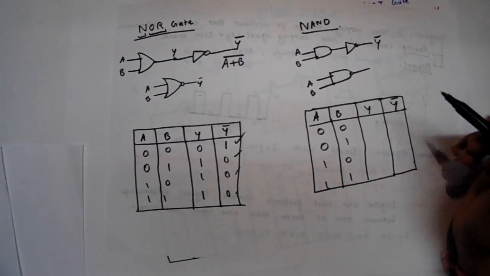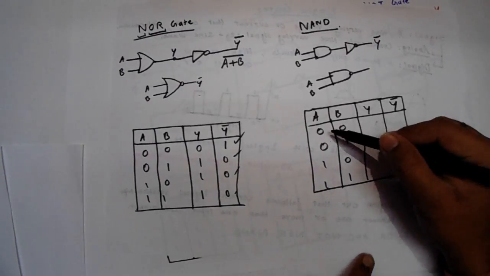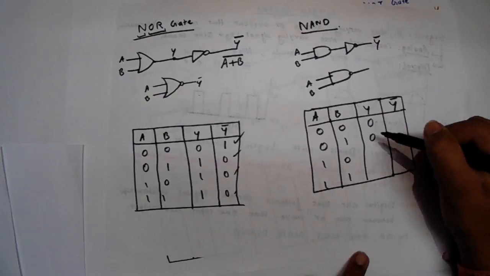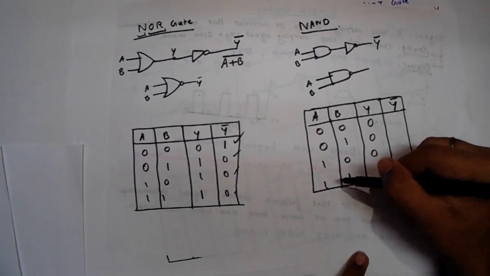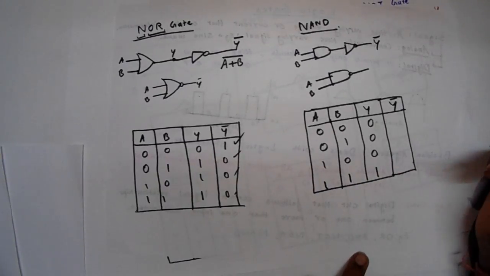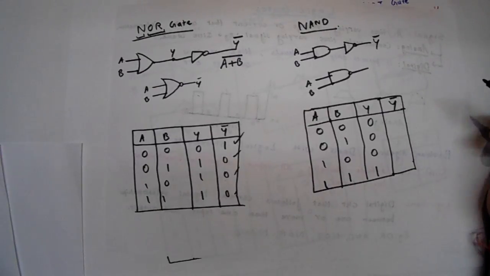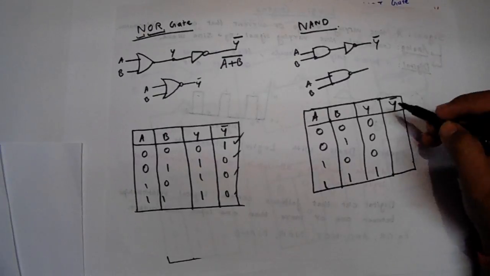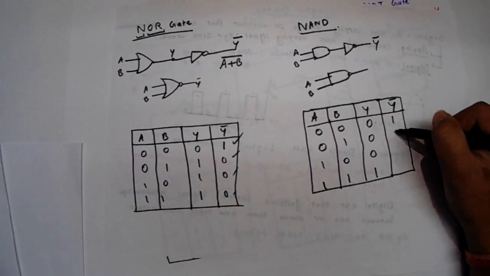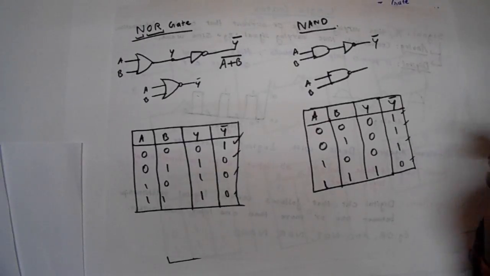For 0, 0, what would be the output of an AND gate? For 0, 0, we would have 0. For 0, 1 also we would have 0. For 1, 0 also 0. When both the inputs are 1, we would have 1 here. Now, there is an inverter here. So the outputs would be inverted, like in this case. So we would have 1, 1, 1, 0. This is the output of the NAND gate.